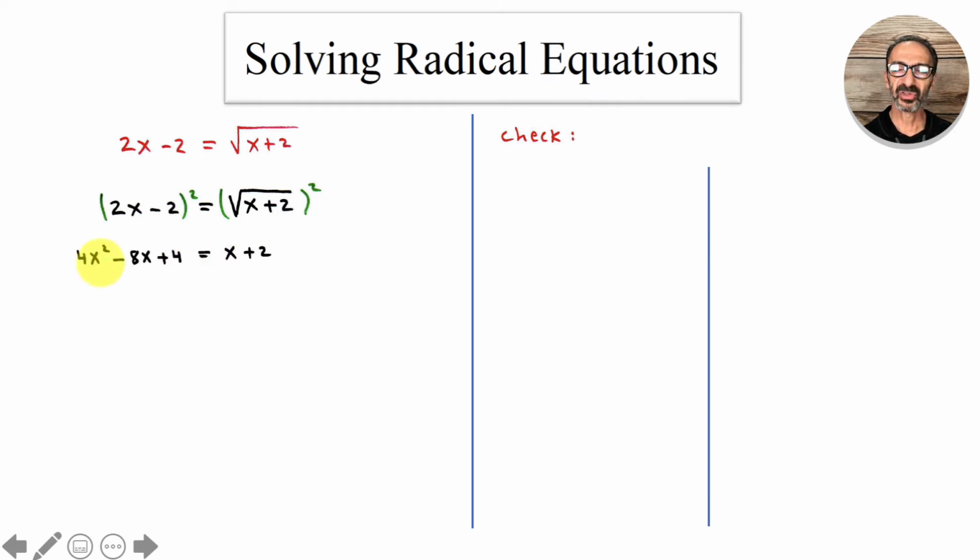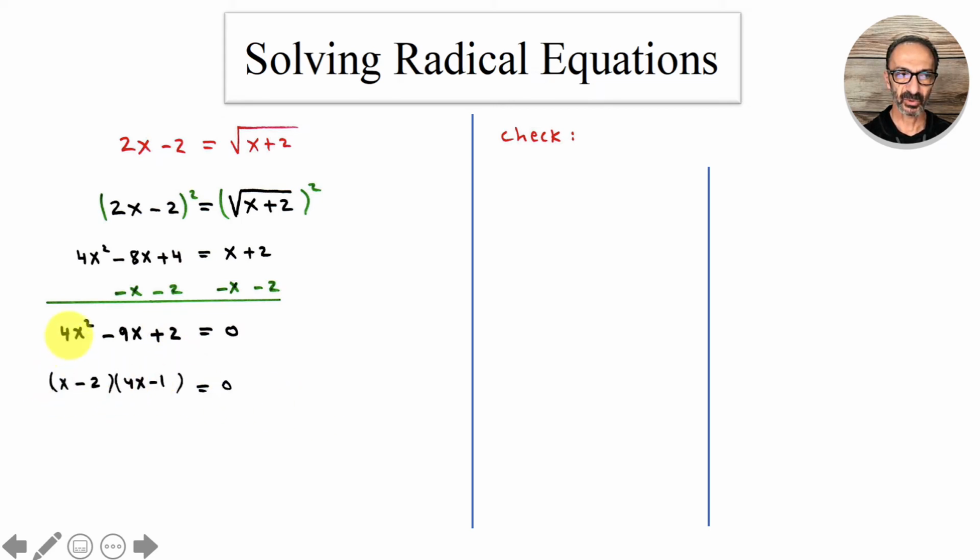We're gonna move everything to one side like before. We're gonna subtract x and subtract 2 from both sides. Let's do that in one step. Right side becomes 0. Left side is 4x squared minus 9x plus 4. Let's factor it.